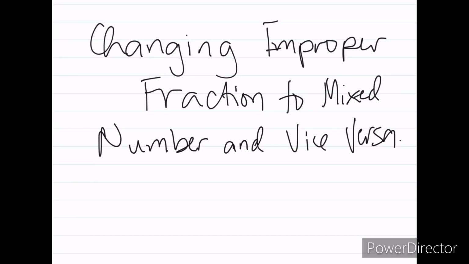So in this video, we're going to talk about changing improper fraction to mixed number and vice versa. So how do you change improper fraction to mixed numbers and vice versa? Okay, so here are the steps to follow when changing improper fraction to mixed number. Let's start first with improper fraction to mixed number.